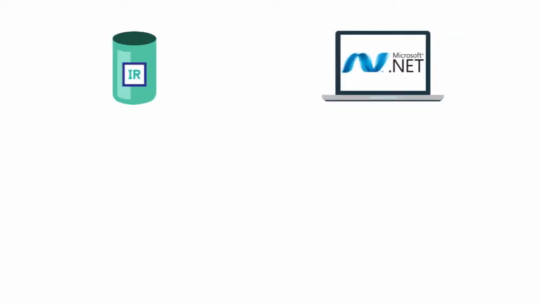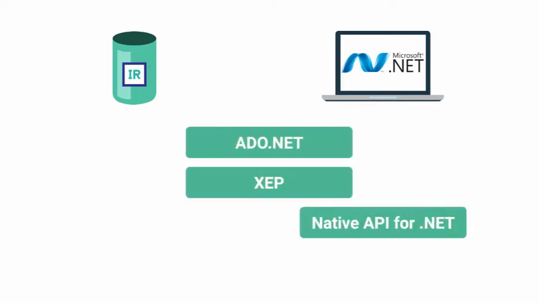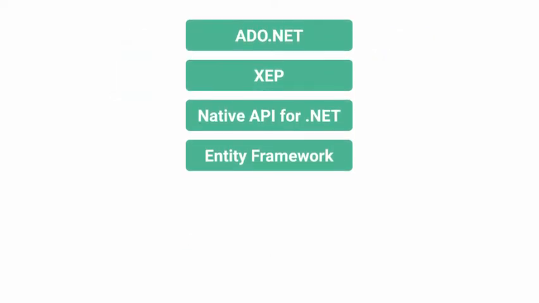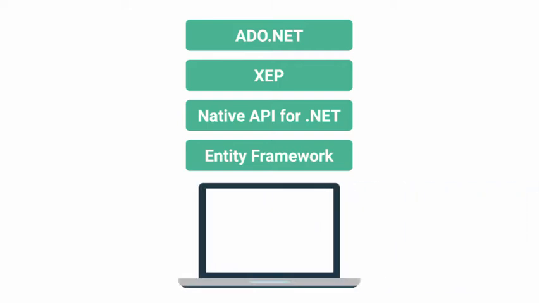There are 4 APIs available for connecting .NET applications to InterSystems Iris: ADO.NET, XEP, the native API for .NET, and Entity Framework. To demonstrate where each of these 4 APIs may be useful, let's consider a scenario where you are developing an application to estimate taxi costs.